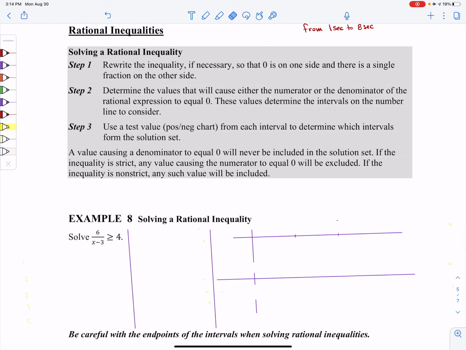Step number 1, and this is going to be the most important step, rewrite the inequality so that 2 things happen. First of all, 0 is on one side, and secondly, there is a single fraction on the other side. Now I'm going to do that for example 8 first, and then I'll walk you through what steps 2 and 3 are going to be.